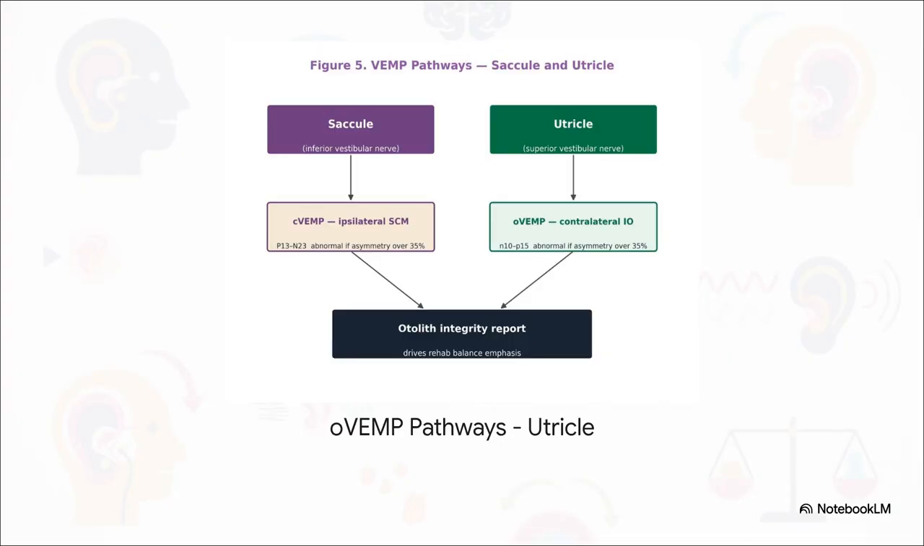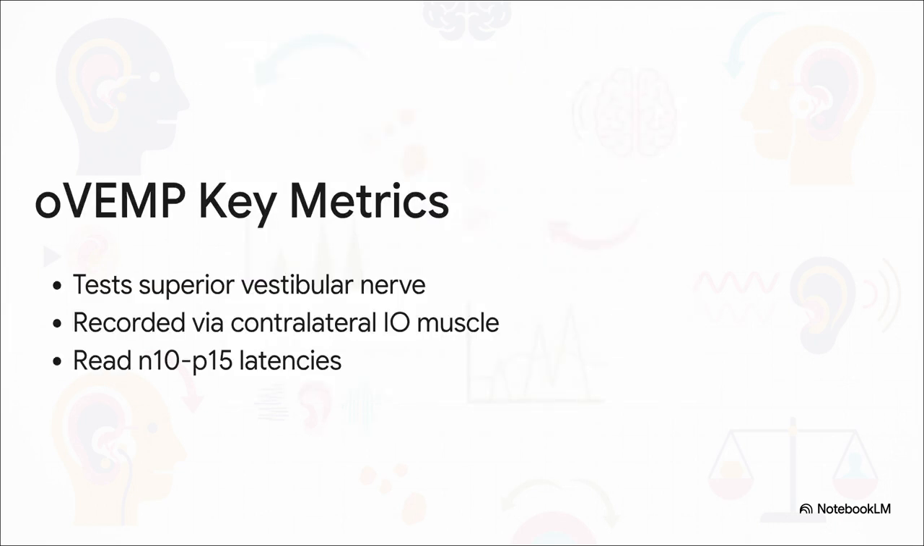Section 3. oVEMP, Utricular Function Assessment. Now, moving right along the pathway, the ocular VEMP, or oVEMP, shifts our focus completely. This one tests the utricle and the superior vestibular nerve. Unlike the cVEMP, which measures the neck, the oVEMP response is picked up via the contralateral inferior oblique muscle. That means we're looking at the eye muscle on the completely opposite side of the stimulus. When you're reviewing this part of the report, keep your eyes peeled for the N10, P15 latencies.